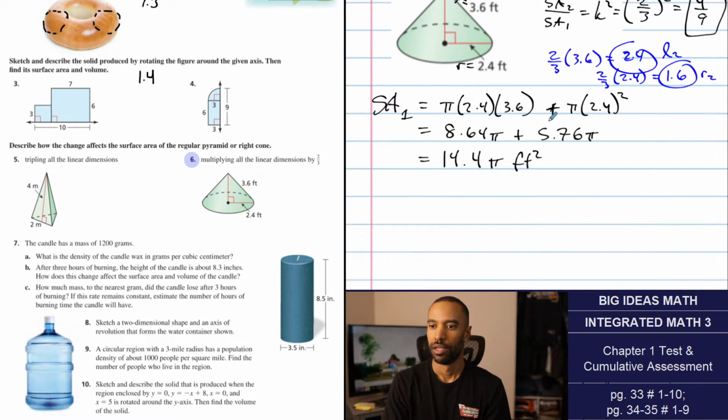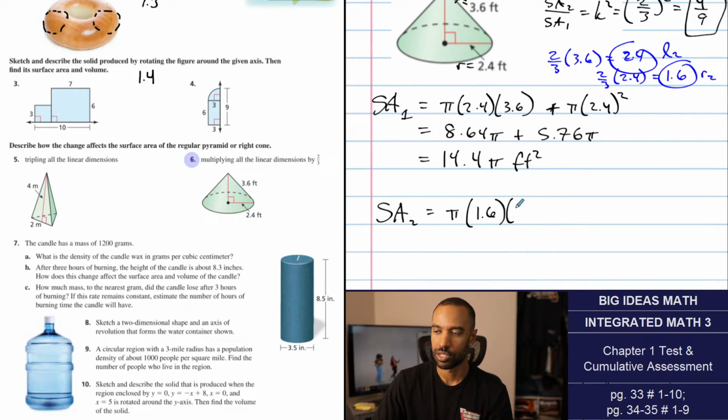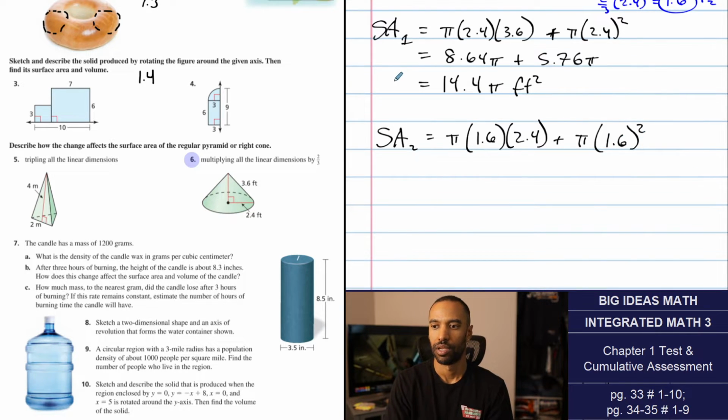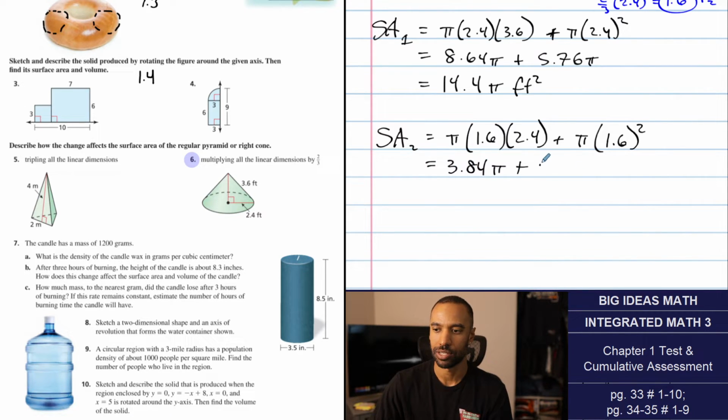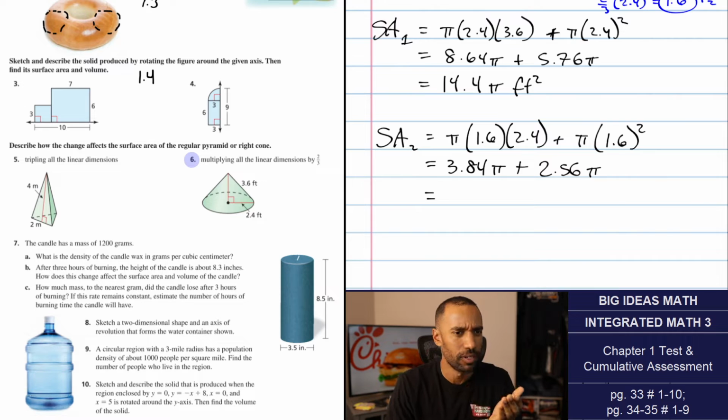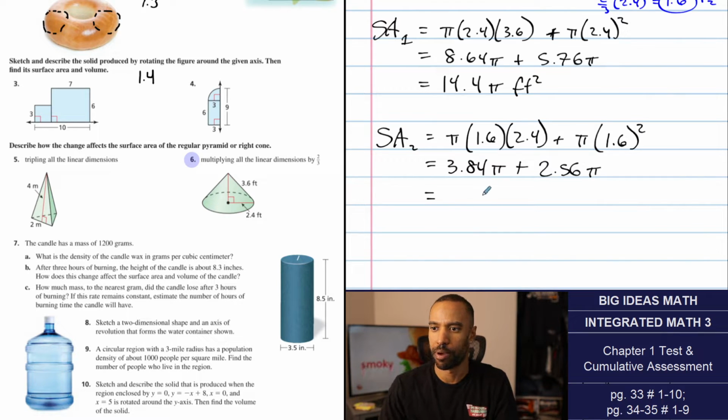So let's do the same thing. Now we should end up getting 4/9 of the thing when we do everything all told. But surface area of object 2 is pi r l, so 1.6 and 2.4, plus pi r squared. 1.6 times 2.4 is 3.84. So 3.84 pi plus, that's 2.56 pi, which again should kind of clean up. Is that 6.4? 3.84 plus 2.56. 6.4. So we get 6.4 pi. And I won't round that one either. I'm just going to leave it.